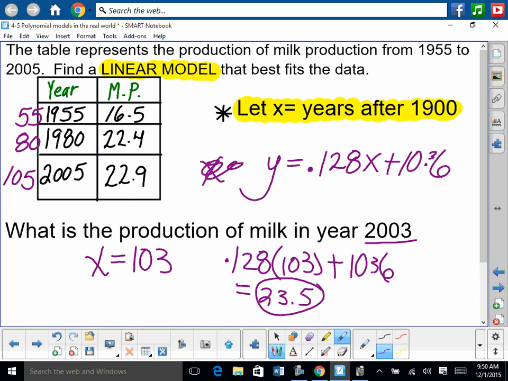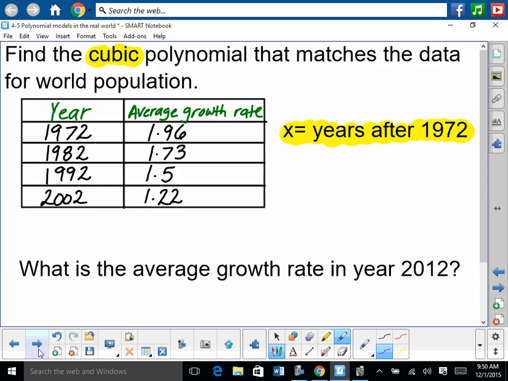Okay, good. All right, next one. One more, because this one's a little bit trickier. Everybody, last one, then I'm going to let you work for pretty much the rest of the time. Find the cubic polynomial that matches the data for world population.